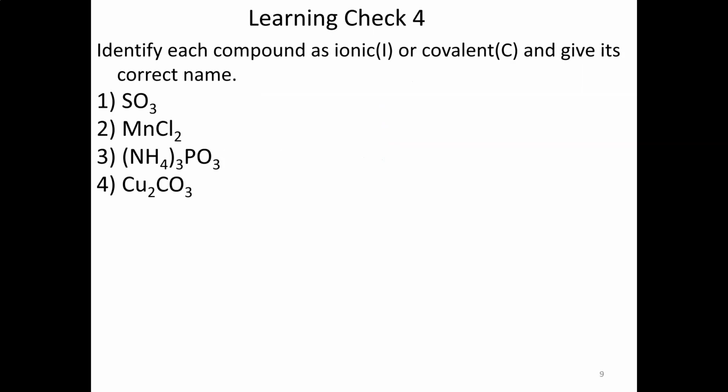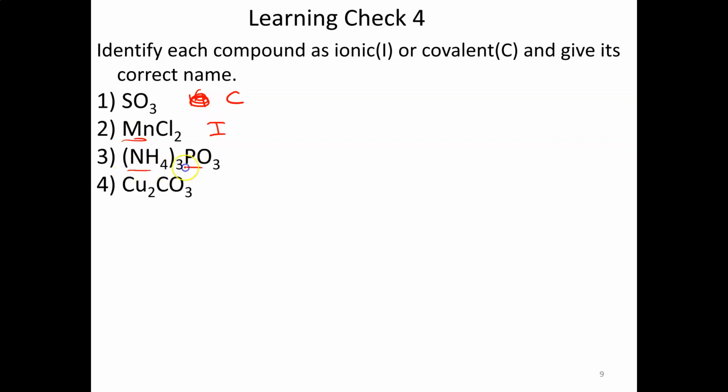Identify each compound as ionic or covalent and give it its correct name. So now that you understand molecular compounds and you've seen ionic compounds before, let's just make sure you can connect everything. So for this one, SO3, 2 nonmetals, so that's going to be molecular. So we'll call it covalent, covalent bond. MnCl2, there's a metal involved. So anytime there's a metal involved, it's automatically going to be ionic because it's metal plus nonmetal.